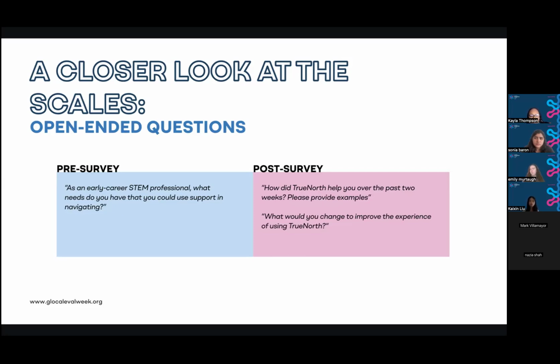On the pretest, we asked, as early career STEM professionals, what needs do you have that you could use support in navigating? We asked this to learn more about the needs and to be able to see if the needs that they named were aligned with the tool's literature base, which includes the PERMA-4 framework, negotiation skills, ways to stand out as a leader, and research leadership.